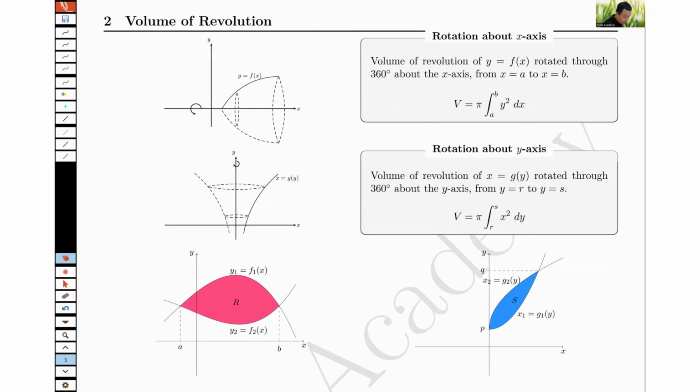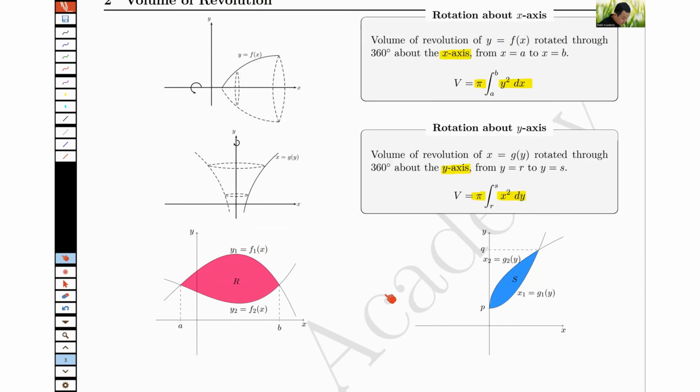Can we recap on the formula first? If you want to rotate about the x-axis, then the formula is pi y squared dx. There's an extra pi and a square for volume. If you're rotating about the y-axis, it's pi x squared dy. These two formulas are for one curve.